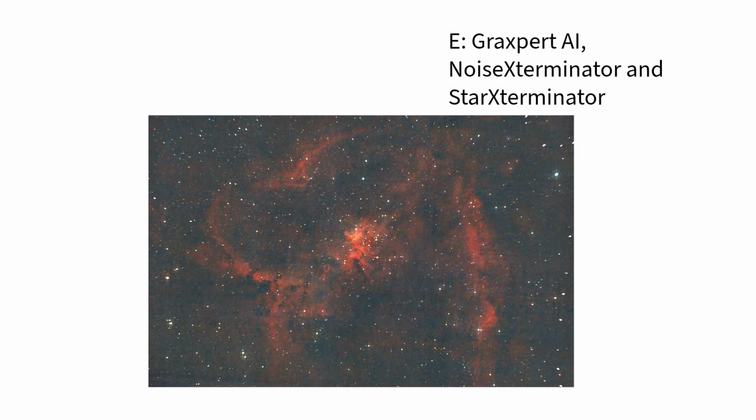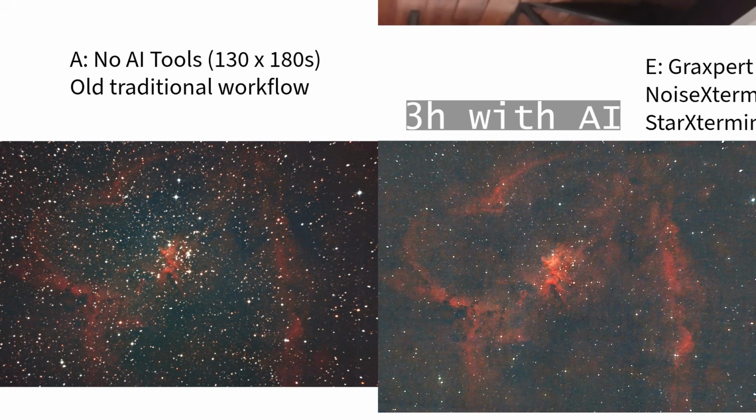Now compare it to version A, which was the traditional deep stack. So 3 hours with AI versus 6.5 hours without. Version E is competitive. In some areas it's better: the outer nebula detail, the background cleanliness. In others, version A holds its own. The stars are more natural looking. The image has less of a processed feel. They're not the same result, but they're comparable results from very different amounts of data.